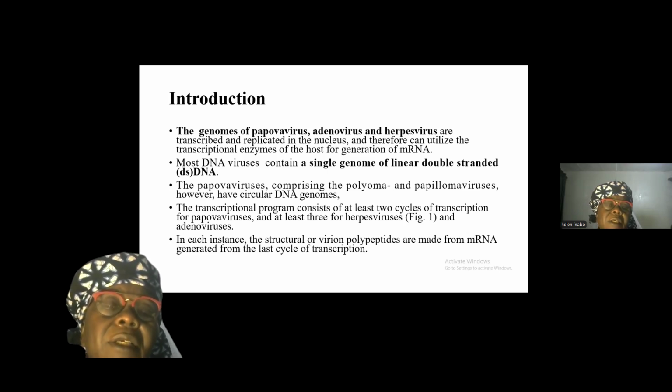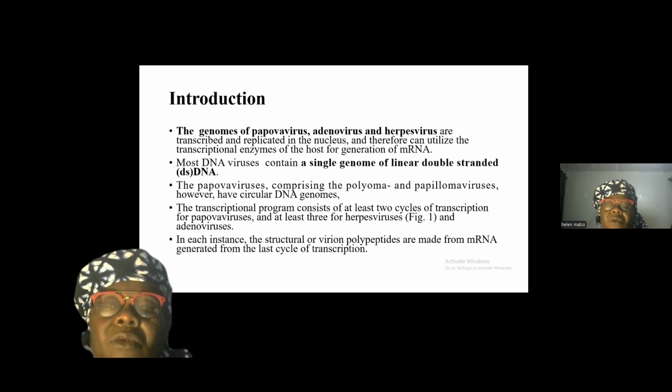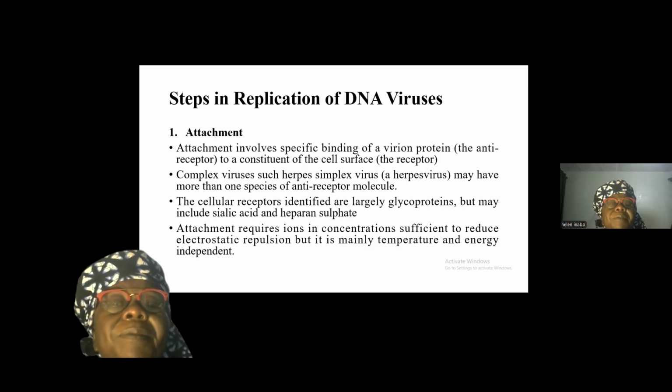for messenger RNA generation. Most DNA viruses contain a single genome of linear double-stranded DNA. The papovaviruses comprising the polyoma and papilloma viruses, however, have circular DNA genomes. The transcriptional program consists of at least 2 cycles of transcription for papovaviruses and at least 3 for herpes viruses. In each instance, the structural viral polypeptides are made from messenger RNA generated from the last cycle of transcription.